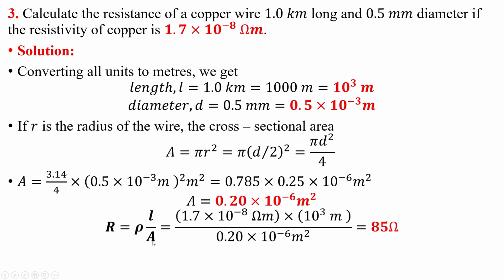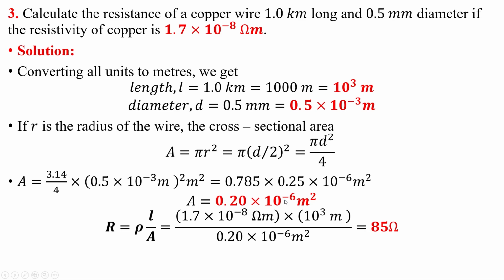So resistance can be found by putting the values in the formula and doing proper calculation. We got the resistance of the copper wire to be 85 ohm. Now let's see, this 85 ohm resistance is very large. Why is it greater? Because the length of the copper wire is 1 kilometer, so it is a very large length.